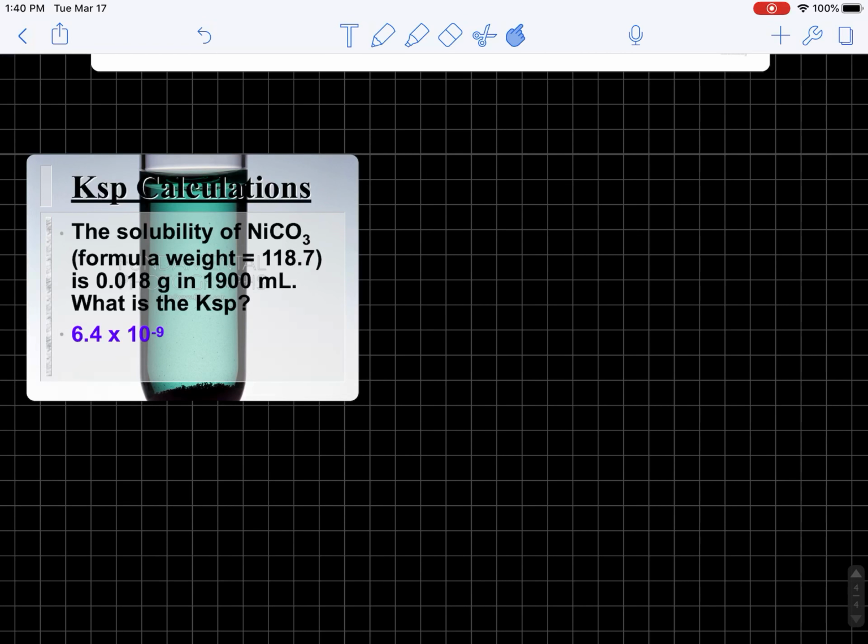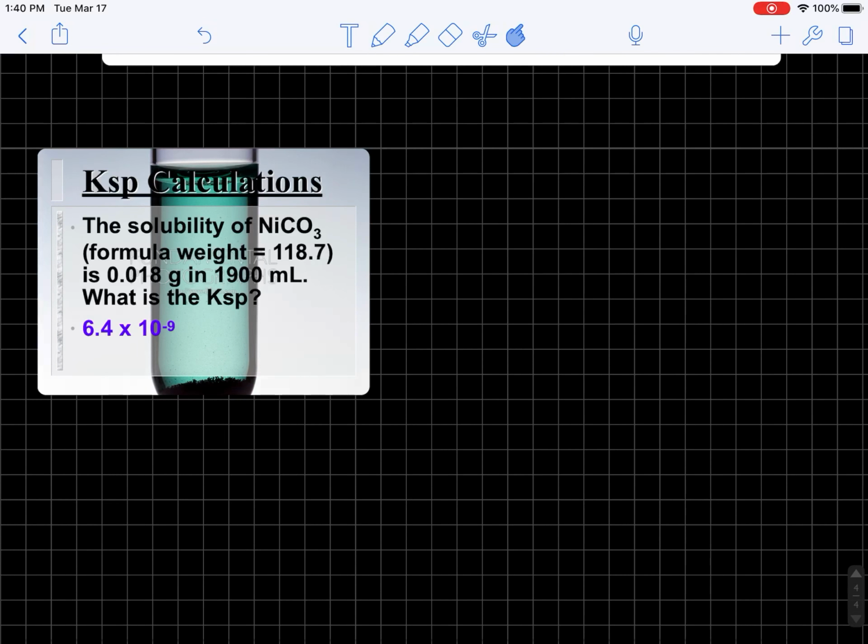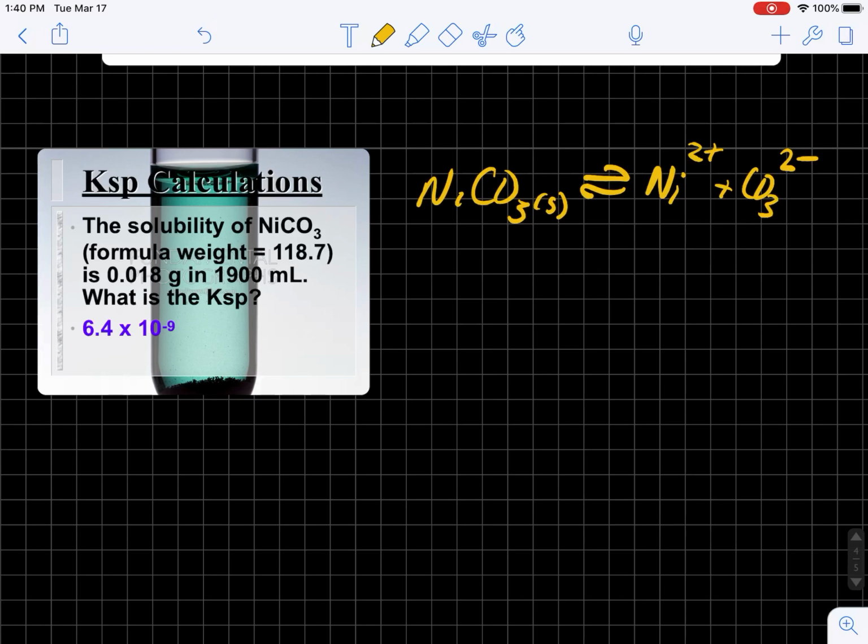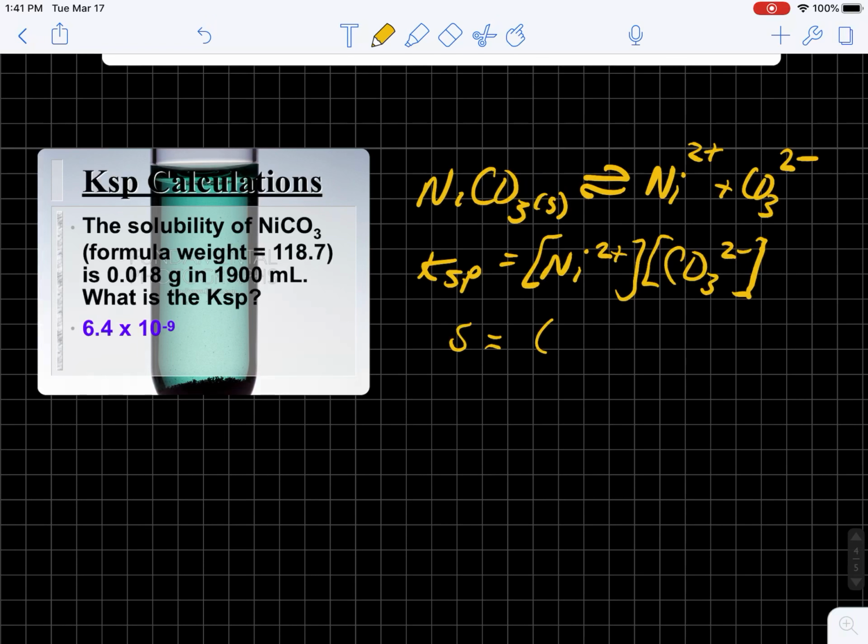What is the KSP? So first of all, KSP for nickel carbonate, again, they're assuming that you know that nickel carbonate dissolves and produces this equilibria, nickel times carbonate. So the KSP for this is nickel times carbonate, and that the solubility is x times x, so we're looking at x squared.